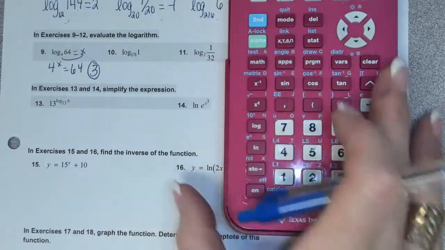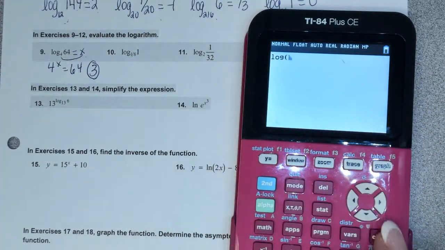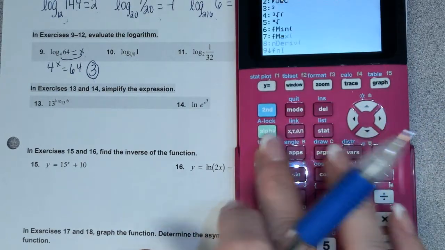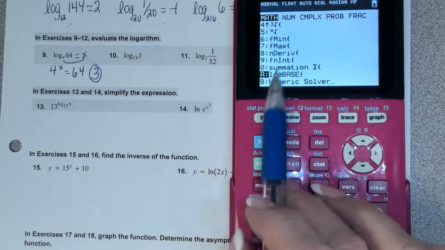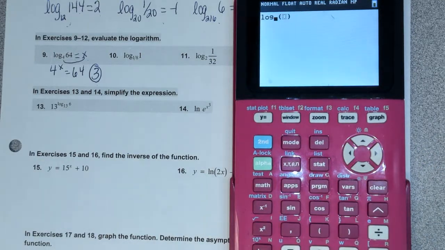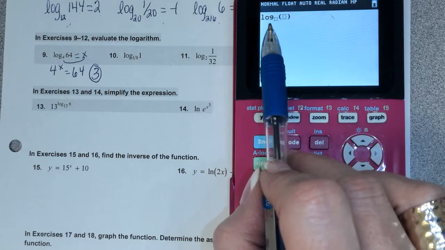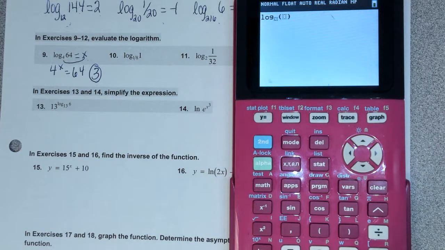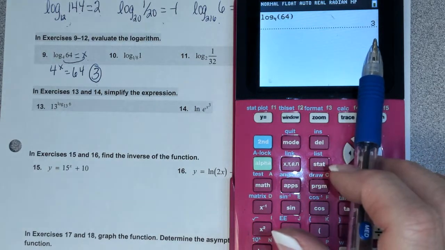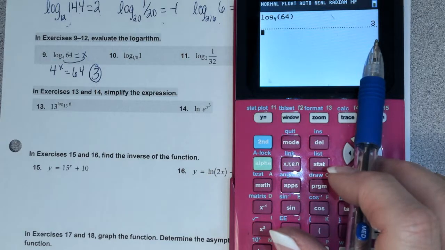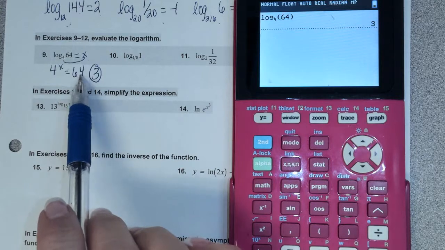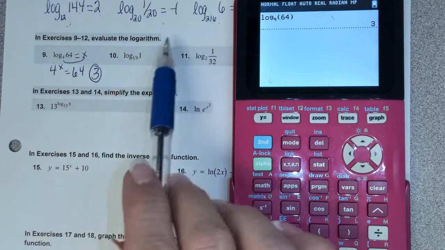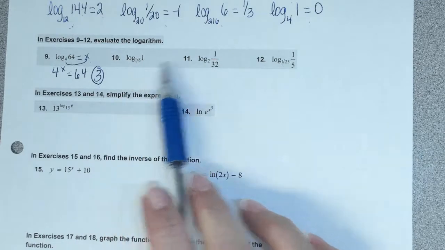We can't just hit log because it won't allow us to change the base. But if you go under math and you scroll way down to letter A, you're going to see a log base. If you push enter, it allows you to change the base now. So I'm changing the base to 4, and this is 64, and the answer is 3. Okay? I would not put this problem on the calculator part, though. I'd expect you to be able to do that without a calculator. I want you to try the next 3 without the calculator.